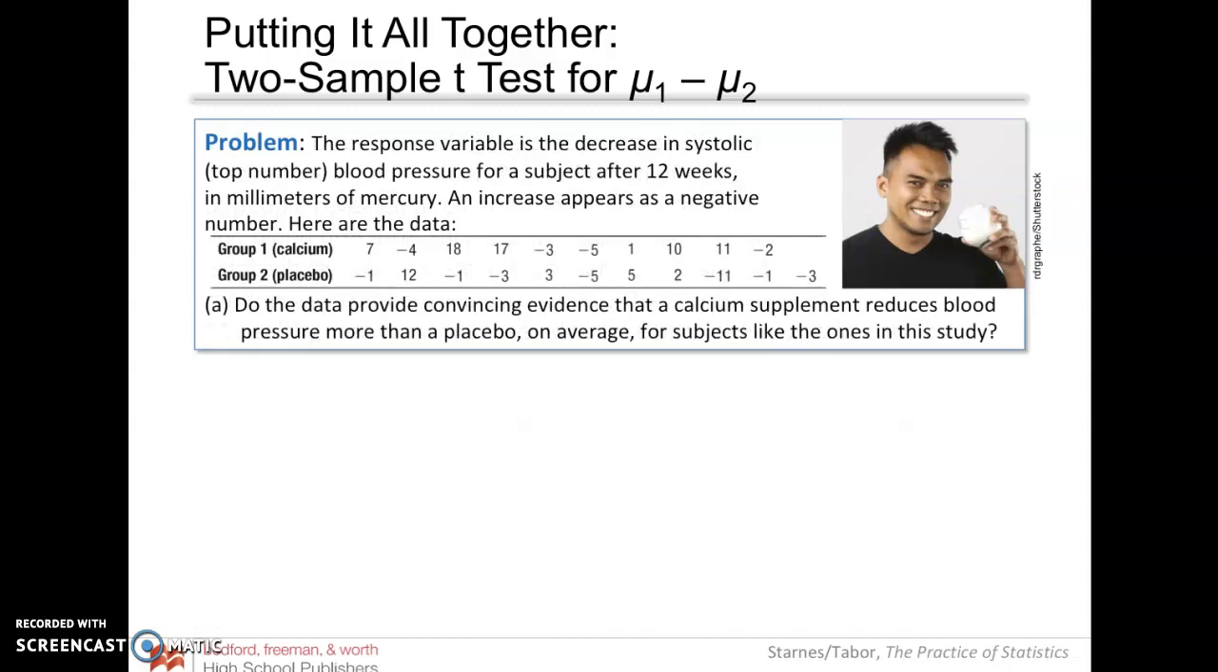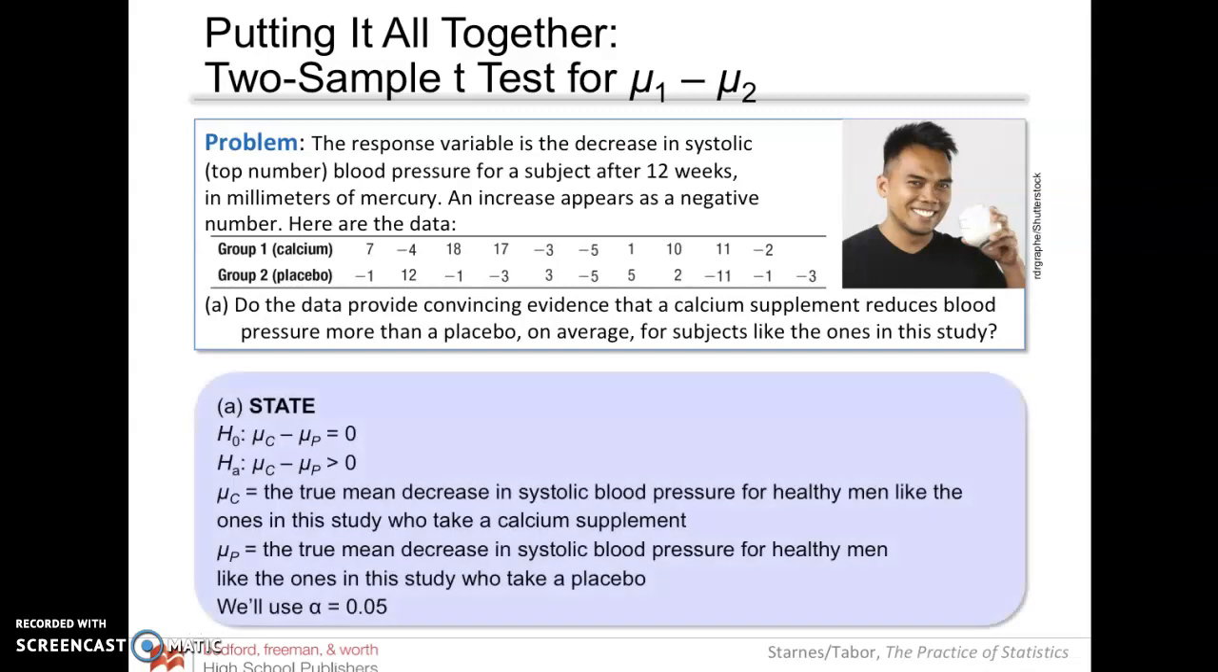Now, what we want to do is determine if there's convincing evidence that the calcium supplement reduces blood pressure. So that gave us a direction for our alternative hypothesis. Remember that because we have a limited volunteer pool, we can only generalize to that population. Okay, so our null hypothesis is that the difference is 0, or there's no difference between taking calcium and taking the placebo pills. And we define our variables and we define which alpha we're going to use, which is 0.05.